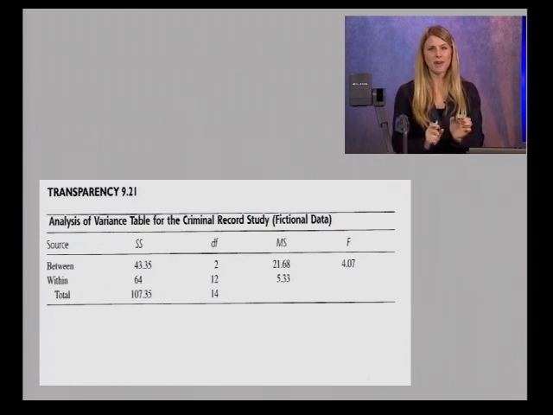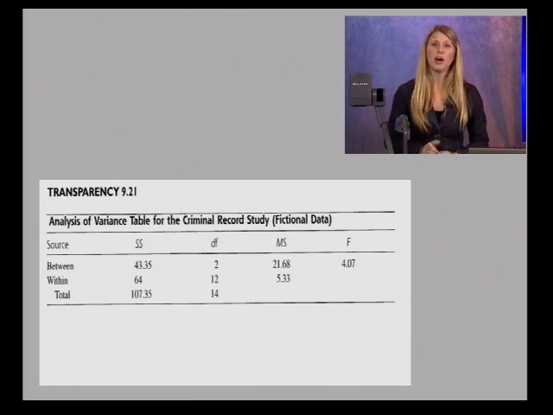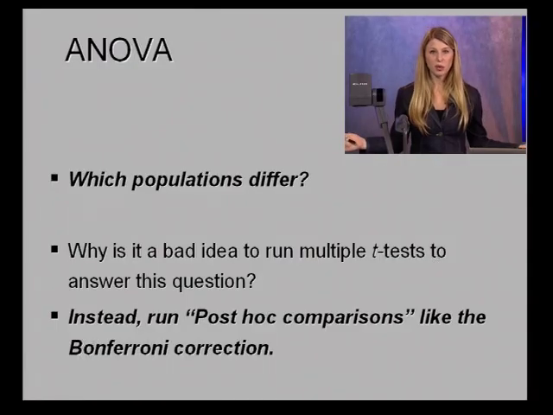Then you have to take that F value. That's your test statistic, just like t was before. You have to plot it on your F curve, see if it passes or doesn't pass your critical F value. If it passes, you reject the null. If it doesn't pass, you do not reject the null. So ANOVA tells us whether the populations differ. Remember, our null hypothesis was that the means are not different.